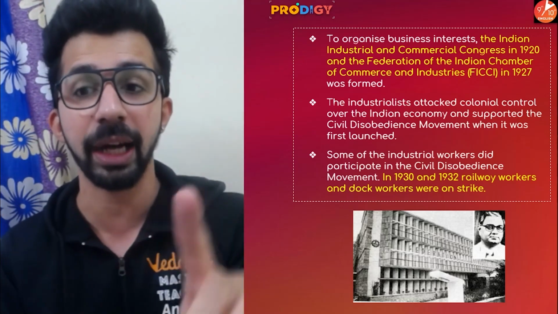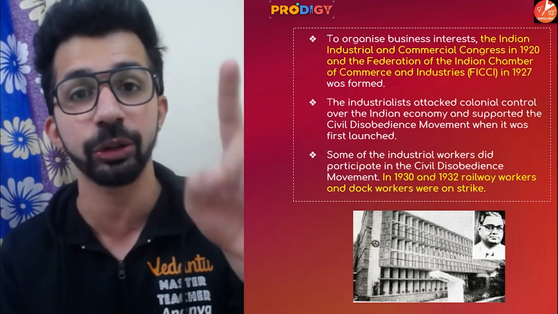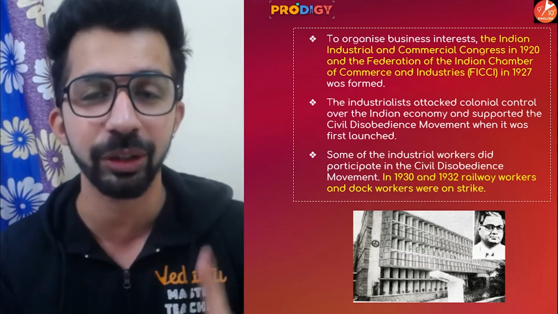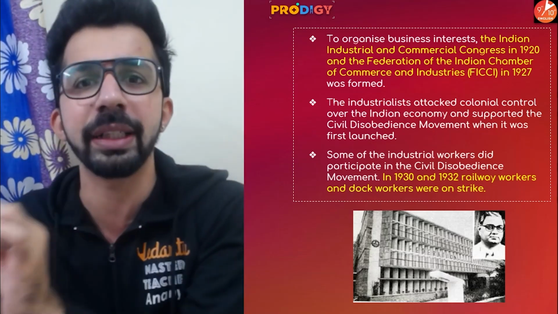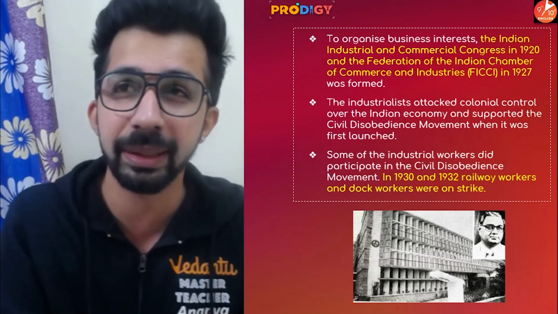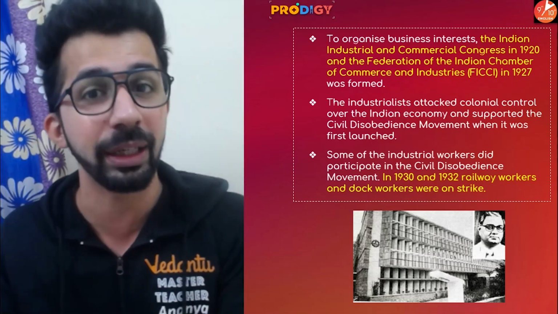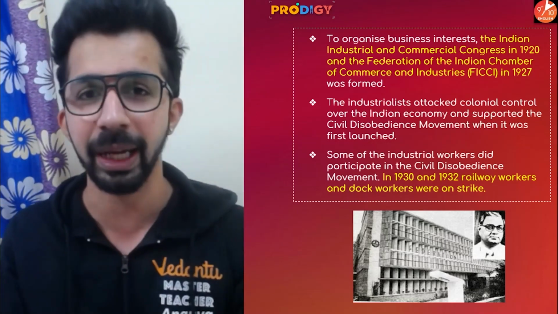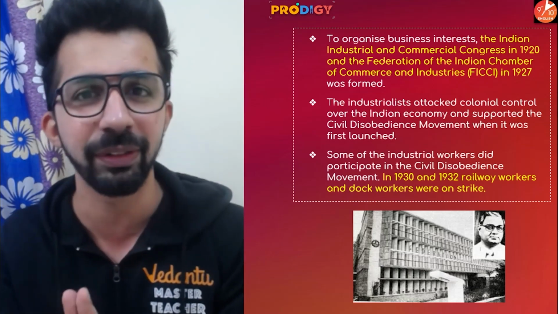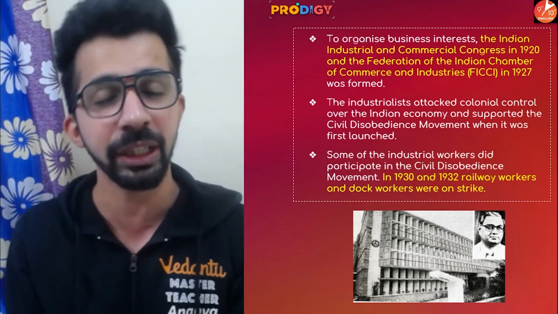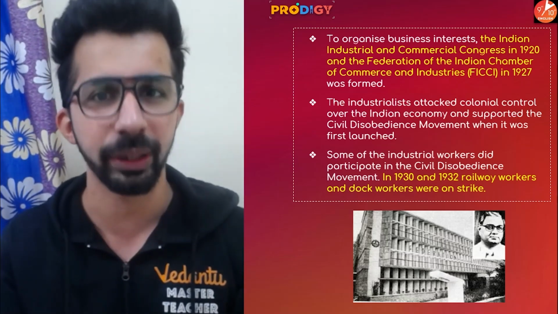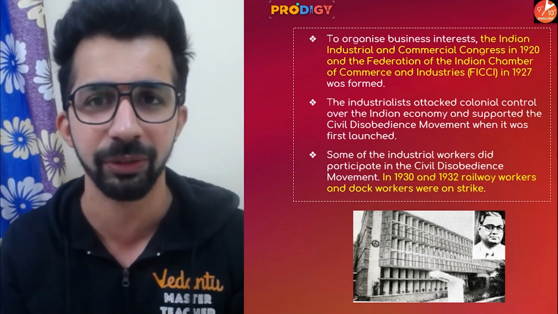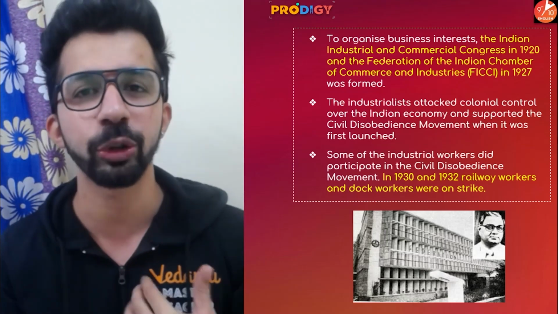The industrialists attacked colonial control over the Indian economy, and they also supported the CDM movement when it was first launched. So guys, if you look at the supporters of the CDM movement, many people supported it when it was first launched. Basically, from 1930 to 1931, there was huge participation. But as you know, guys, after the first phase of civil disobedience movement, when it was suspended by Gandhiji, people were disappointed, right? People started developing a view that now the Indian National Congress is compromising with the Britishers and हमारा उसमें कुछ फायदा नहीं होगा, ठीक है?